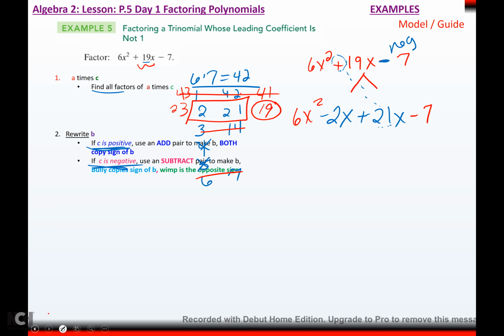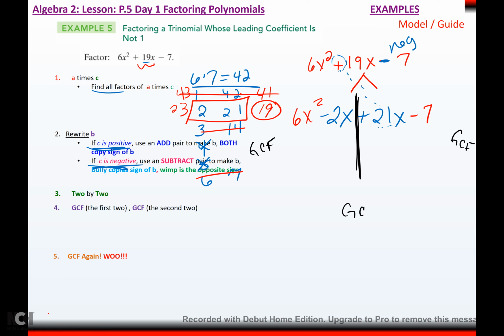And now we are at 2 by 2. Remember, always keep the sign on the other side of the wall. Okay, next we are at GCF again. So we're going to GCF this side, GCF this side, GCF again. All right, over here, the biggest number that'll go into both of them is a 2. They have 1x in common, so my GCF is 2x. Divide to get what's left would be 3x minus 1.